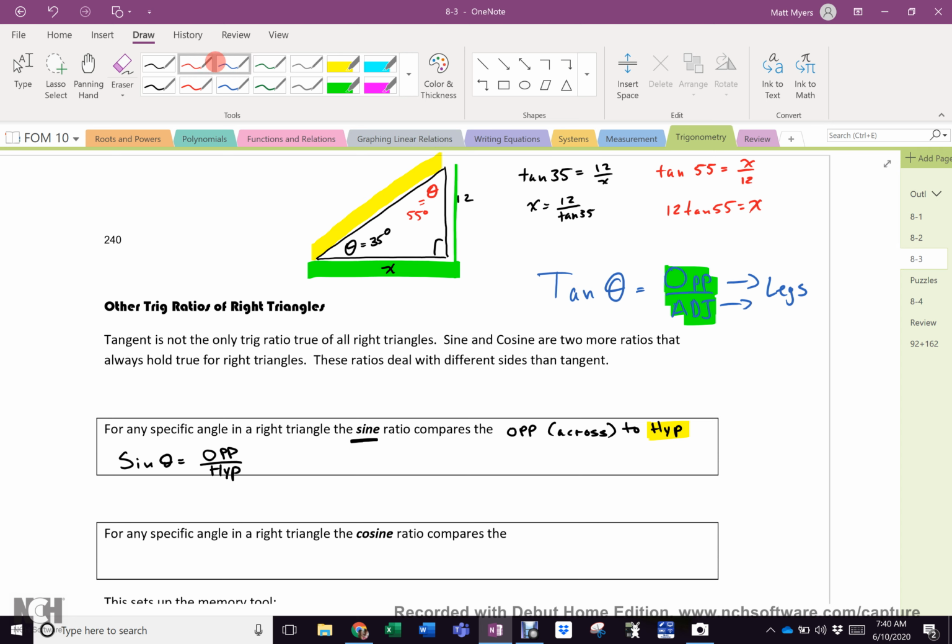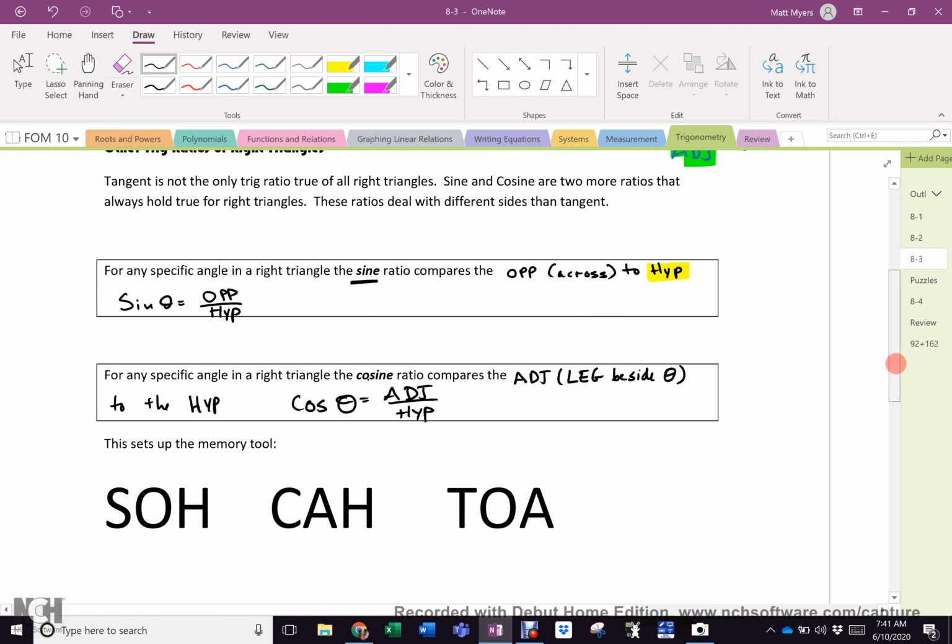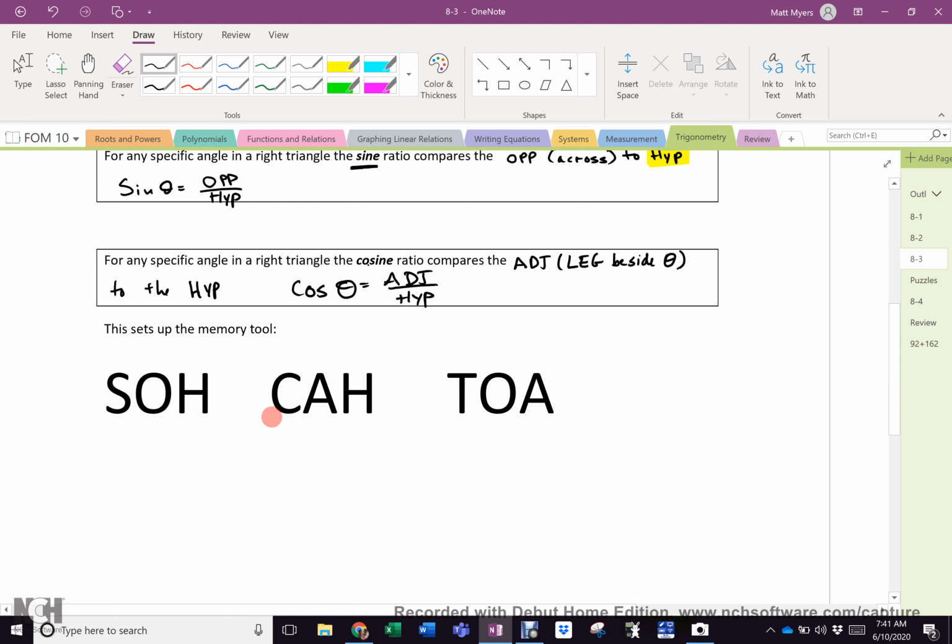Then, cosine theta, duh, if sine is opposite, cosine means adjacent. And remember, adjacent is the leg, not the hypotenuse. The leg beside theta. And I compare that to the hypotenuse. So cos theta equals adjacent over hypotenuse. And that sets up this memory word, this mnemonic device.